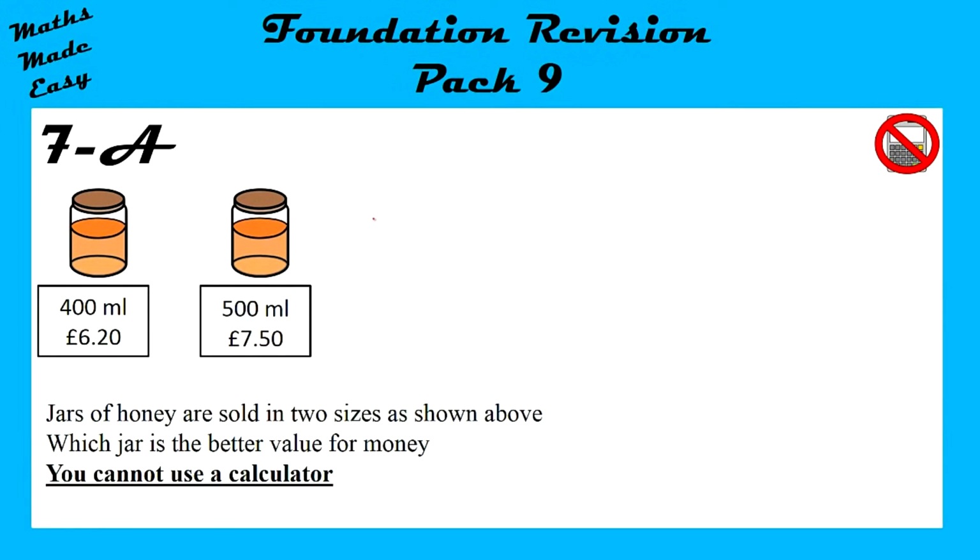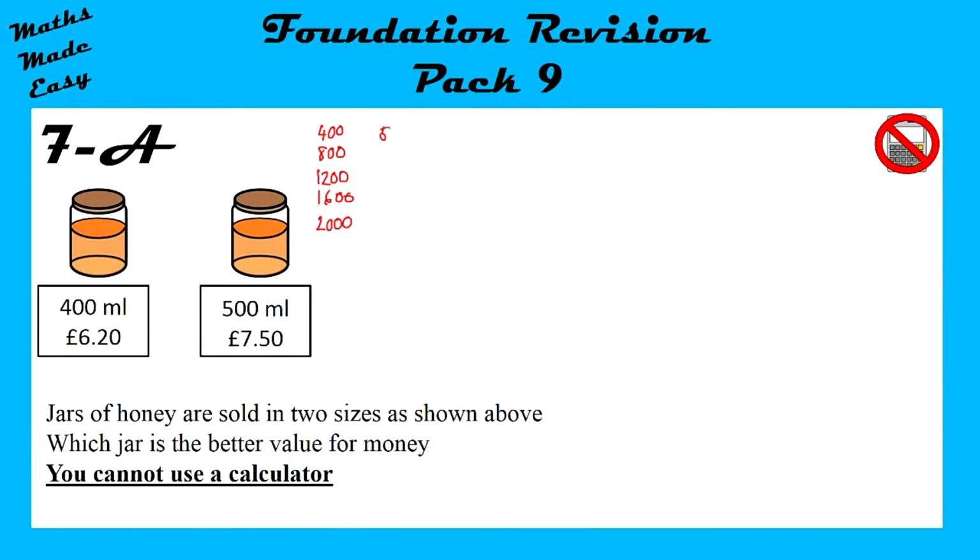Question 7a. So on this one, I need to have the same amount of honey in both jars, but I'm going to have to buy a different amount of jars to achieve this. So the first one, if I buy 1 jar, it's 400 mils, 2 jars, 3 jars, 4 jars, 5 jars. Now I'm going to stop there because I can spot that I think 2000 will be the number that matches both.